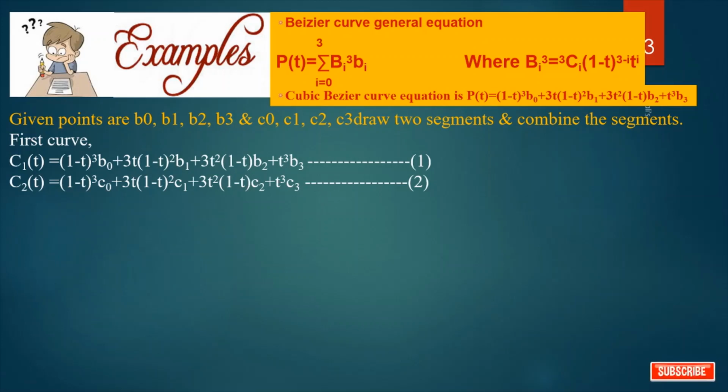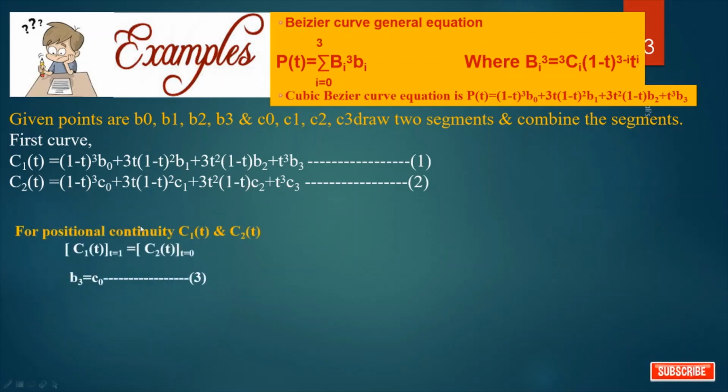So for joining these two, you have to write, for positional continuity, the curve where t equals 1 is equal to C2(t) where t equals 0. So when you give t equals 1 here, you will get B3, and give t equals 0 here, you get 0, 0, 0, and C0. And if you give 1 here, the other terms are 0, 0, 0, and B3. So for positional continuity, B3 equals C0. B3 equals C0, first condition.